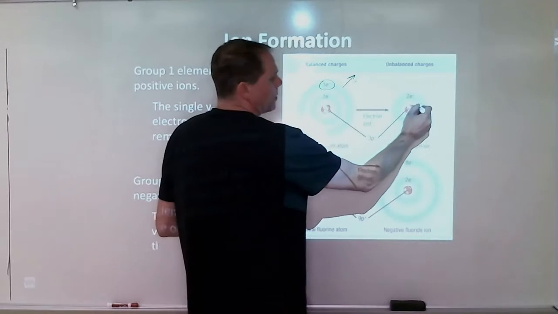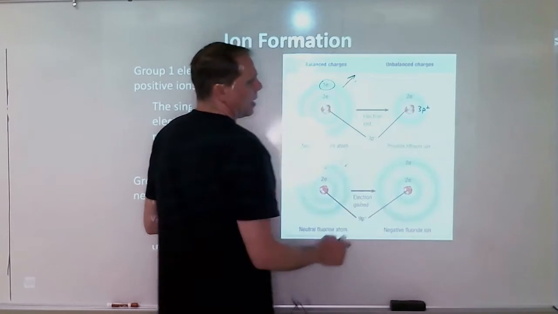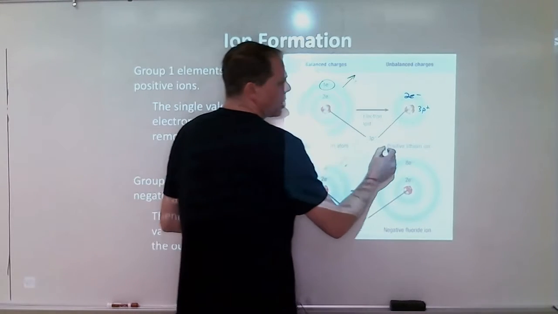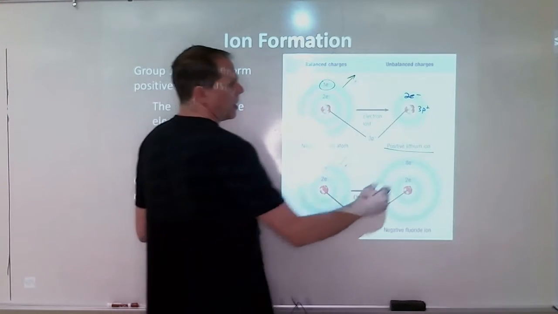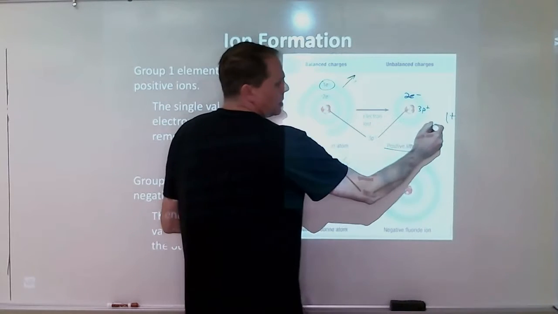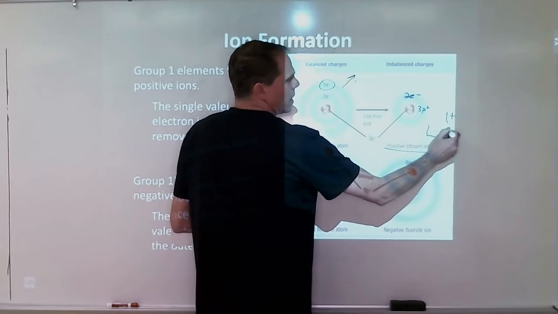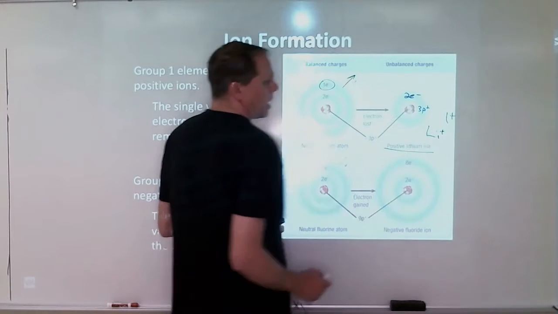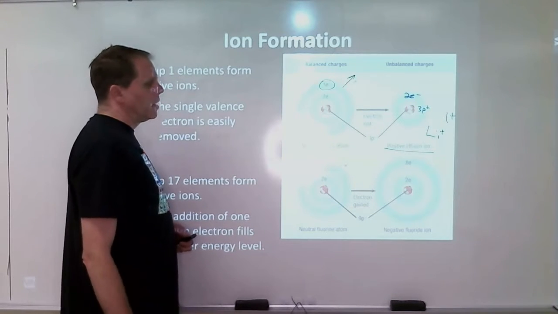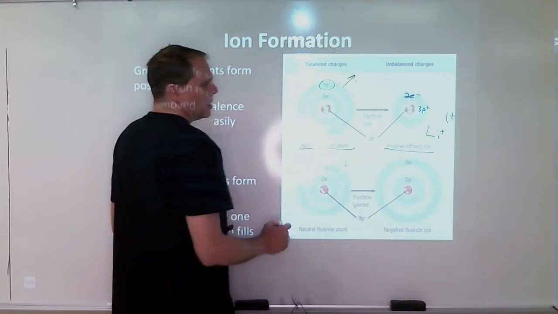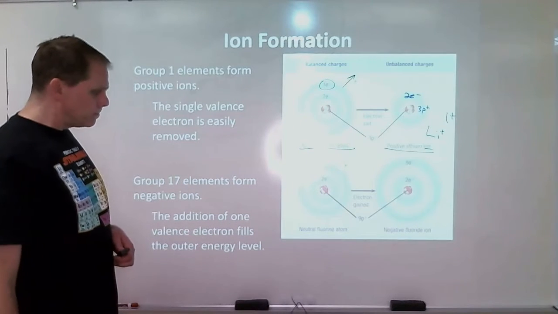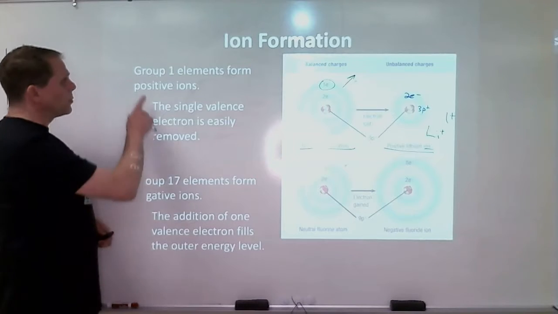So now I've got 3 positives and 2 negatives, which means the overall charge of my lithium ion is now 1 positive. So if I were to write the symbol of lithium, it would be like this. It would just be Li with a plus sign on it. That would be the lithium 1+ ion. So it goes from being neutral to being an ion. That's the way ions are formed. So that's with the group 1 element.